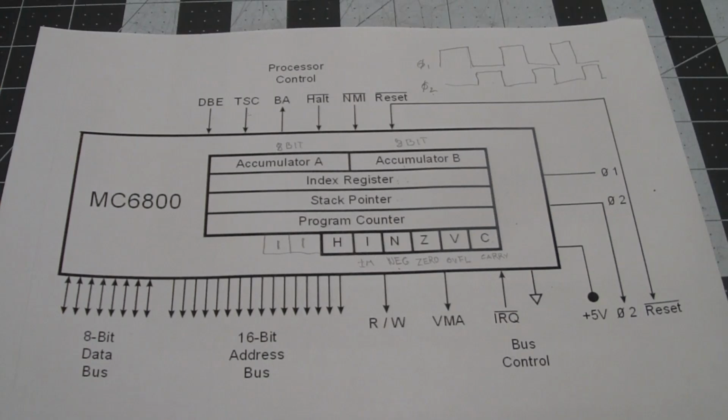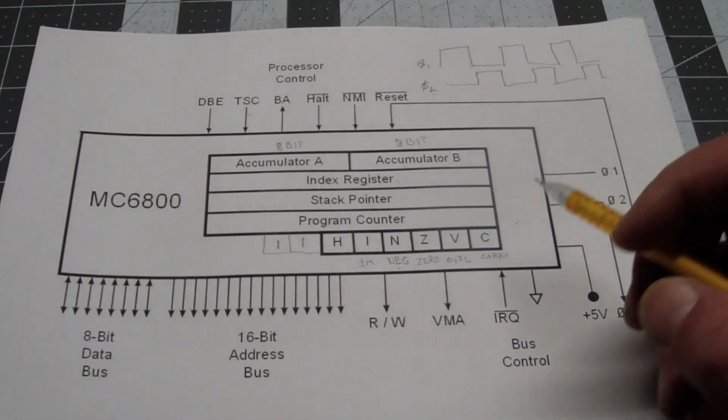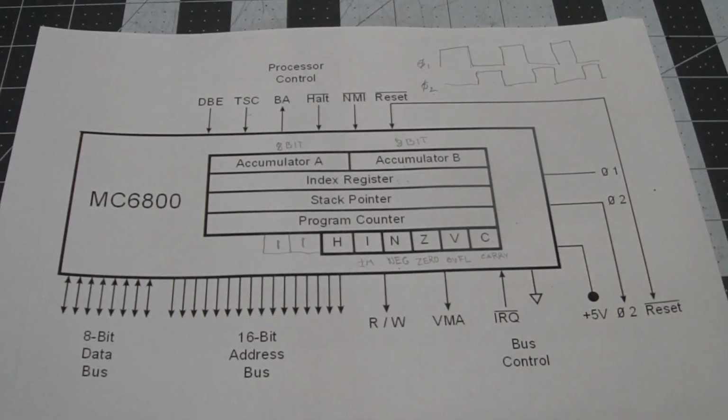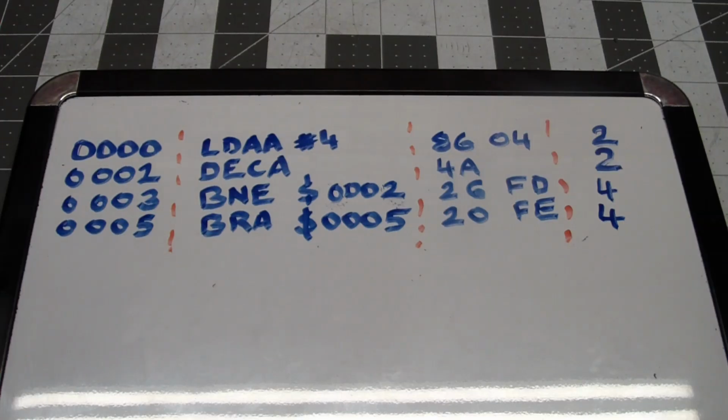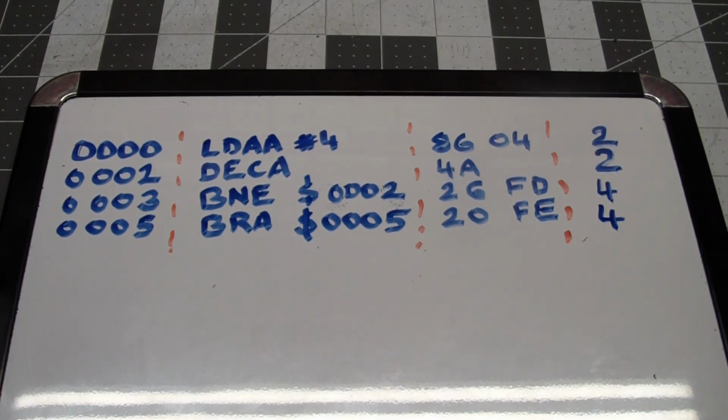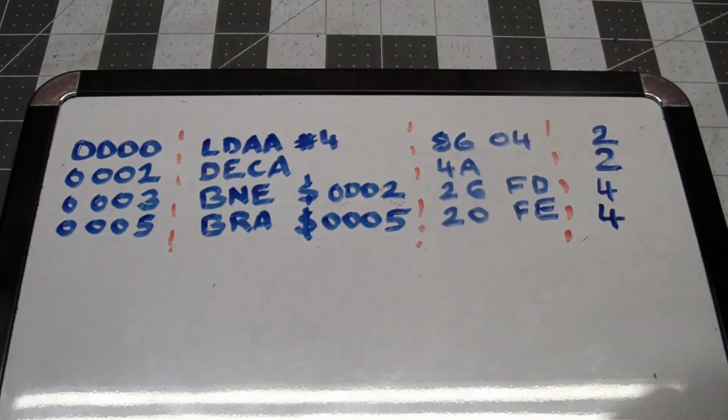And that pretty much sums up the overview. And now, drum roll please, here is your very own first Motorola 6800 machine code program. And let's go over what that actually means.